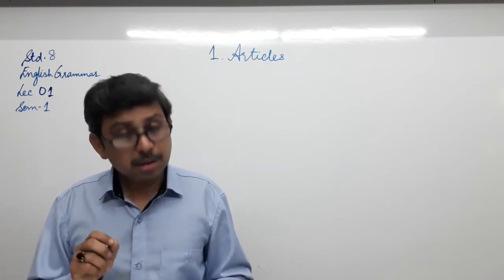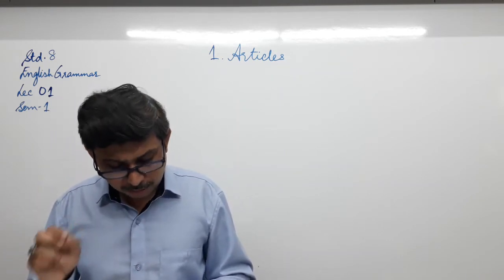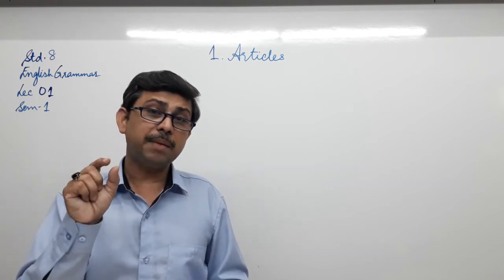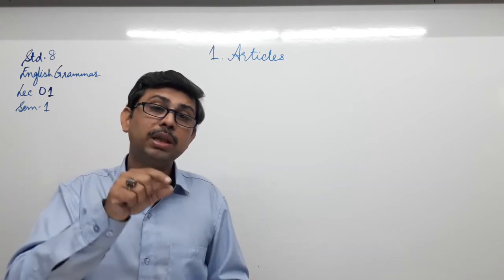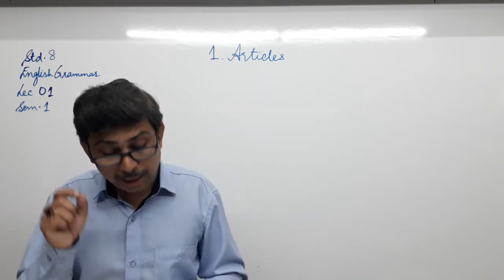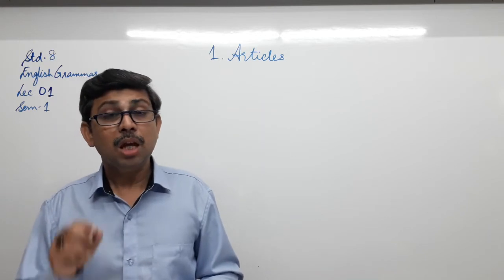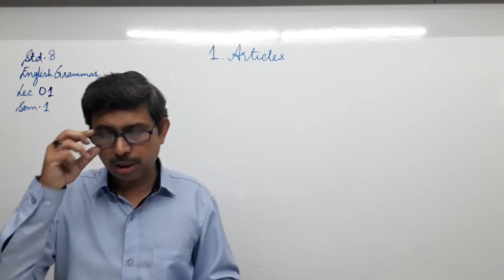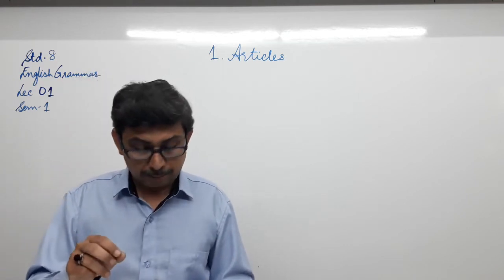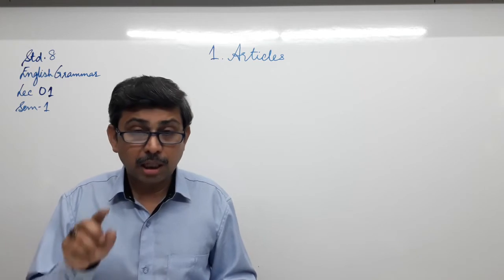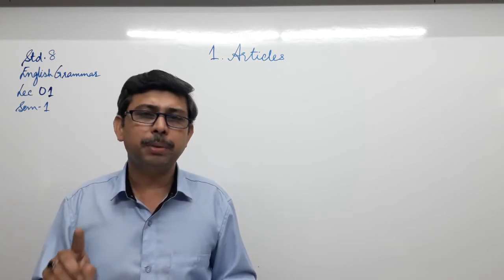A Mr. Smith, a Mrs. Smith, and a Miss Smith. So you see, Smith is the surname which is used along with the word Mr., Miss or Mrs. But we have a condition over here. When you are using this terminology and you are using the article a before it by saying a Mr. Smith, a Mrs. Smith or a Miss Smith, it means that you do not know the person.